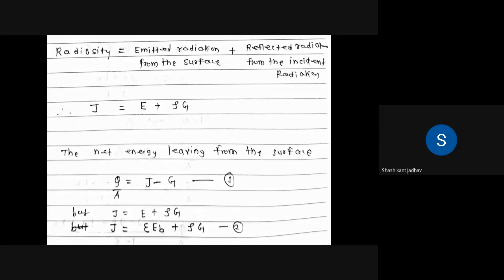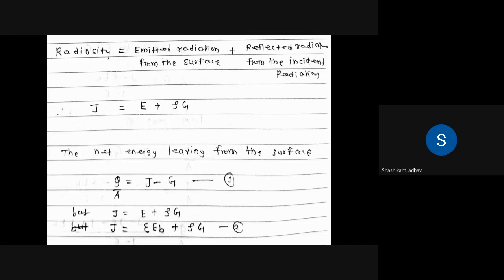Okay. But already we have written the equation for the J. At the upper side we have written the equation for the capital J. So write down that equation: capital J is equal to E plus rho G. Capital J is equal to E plus rho into G.